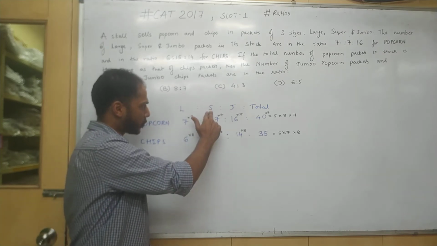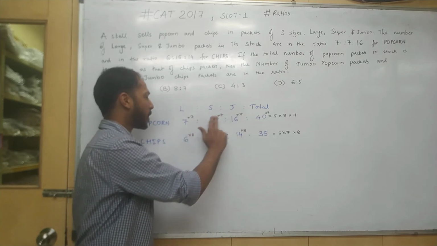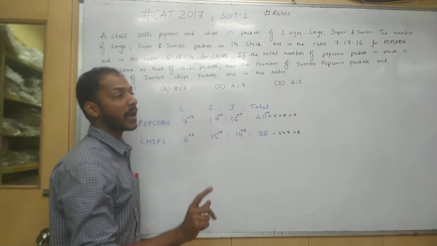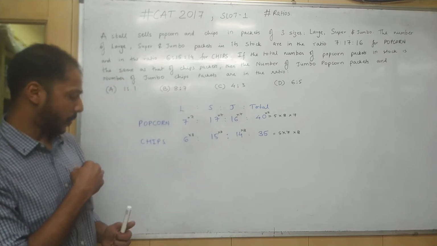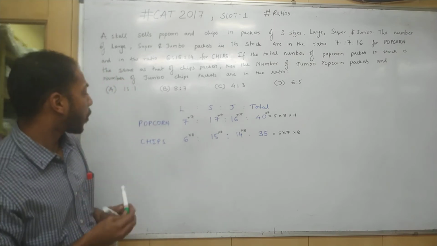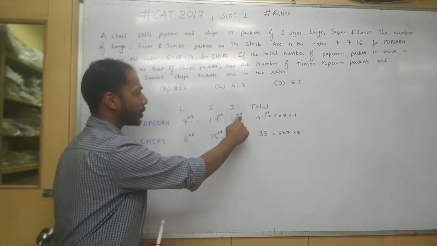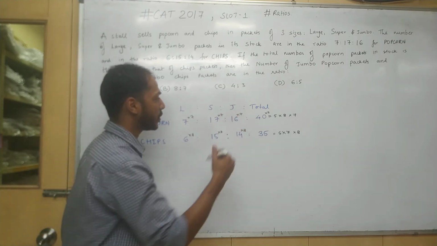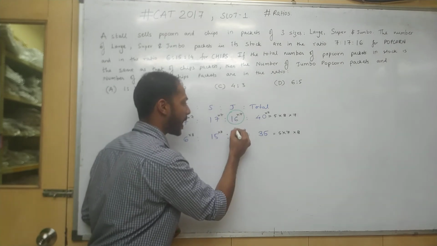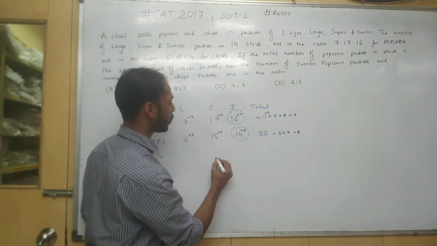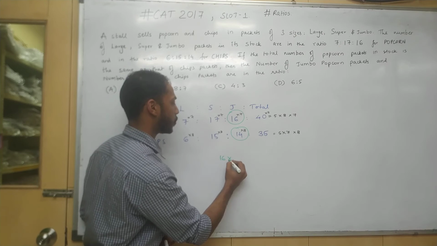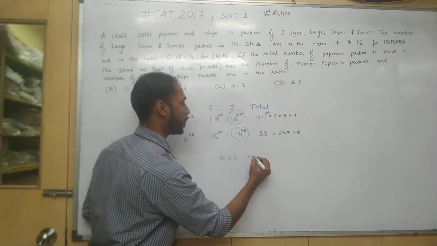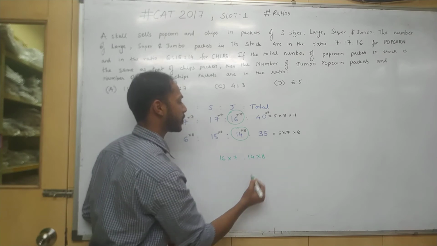The number of super popcorn packets would be 17 into 7, and the number of super chips packets would be 15 into 8. And we were then asked to find the ratio between jumbo popcorn packets, that is 16 into 7, and the jumbo chips packets, that is 14 into 8. So the ratio would be 16 into 7 is to 14 into 8.